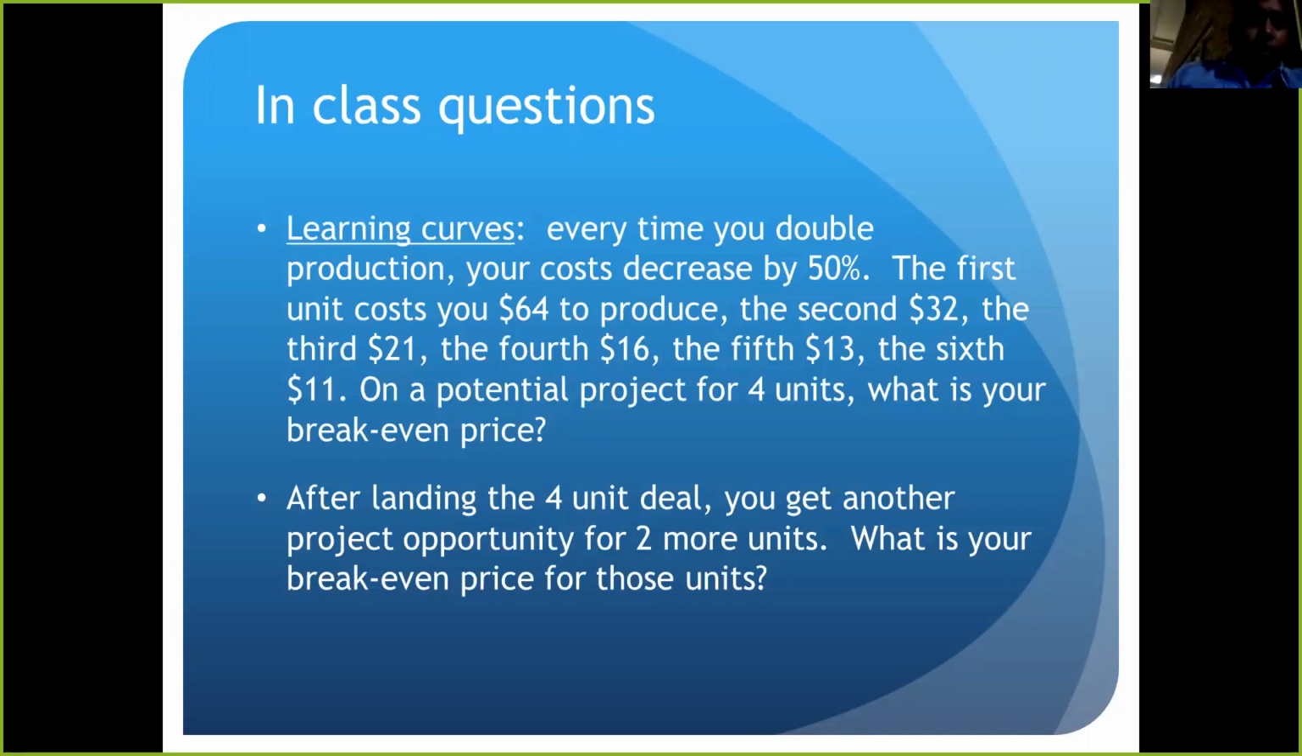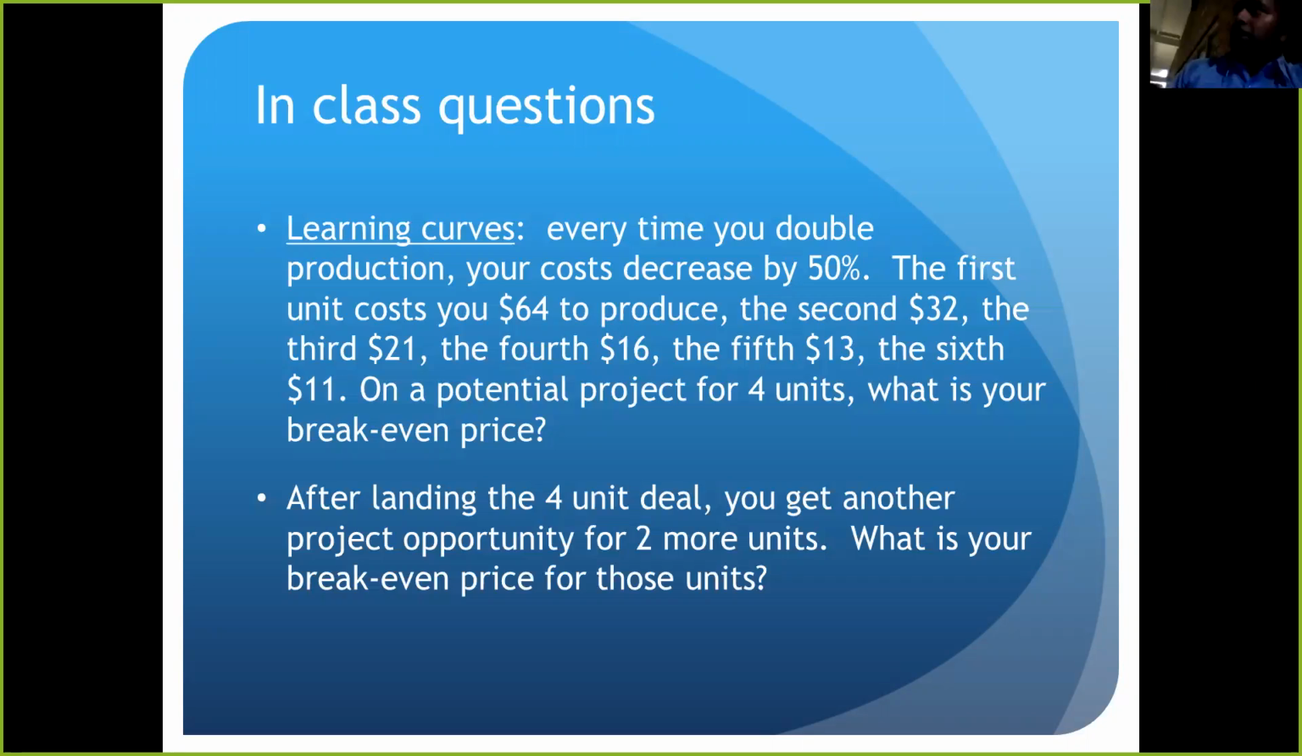It depends on 2 types, sir. Like whether he's adding the 2 units to the 4, or like he's taking the 2 units new. Yes, he's adding. So we've already produced the first 4, and now we've picked up another deal from a different person. What's my break-even price for those additional 2?